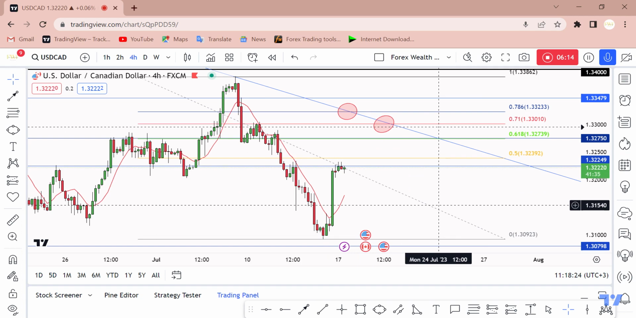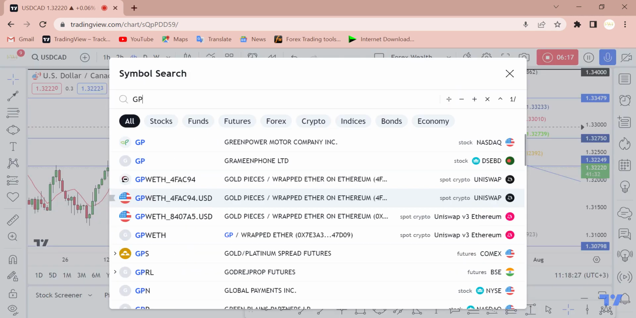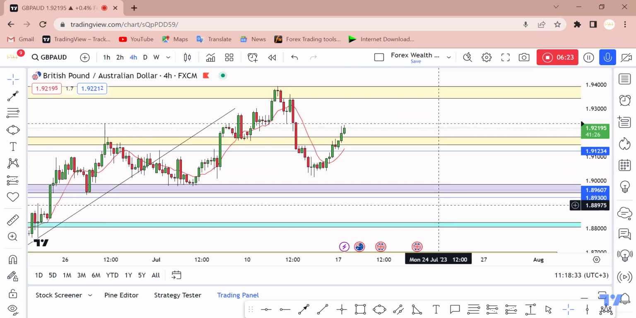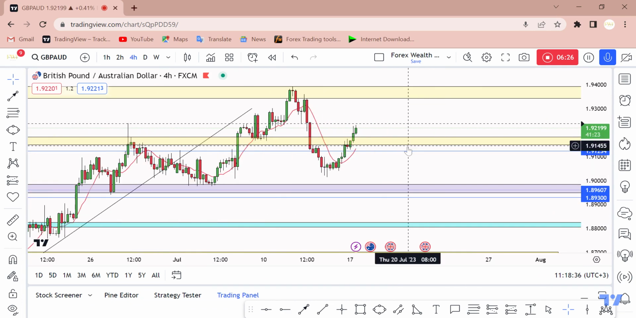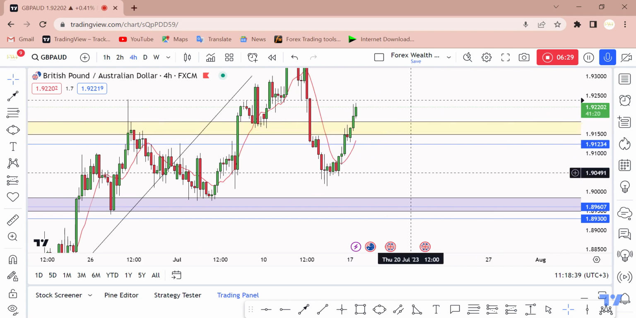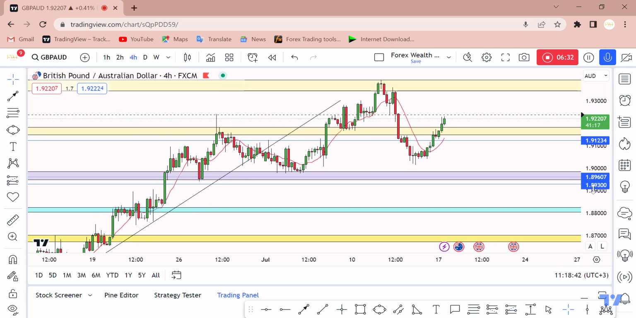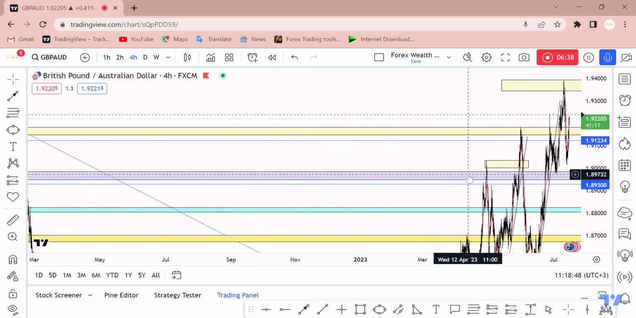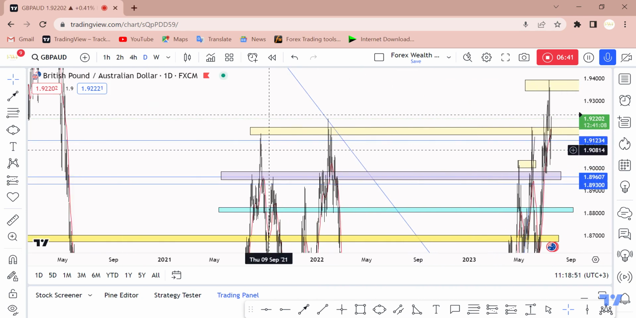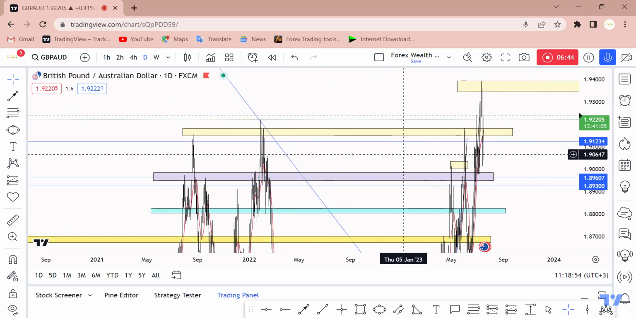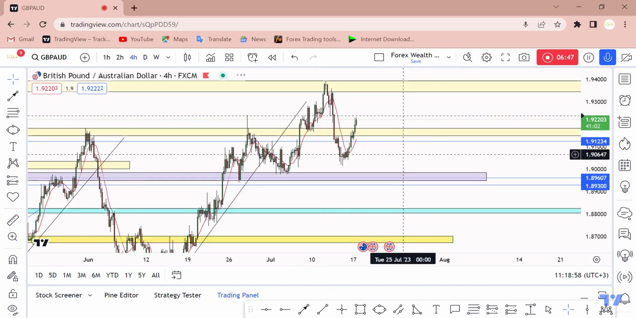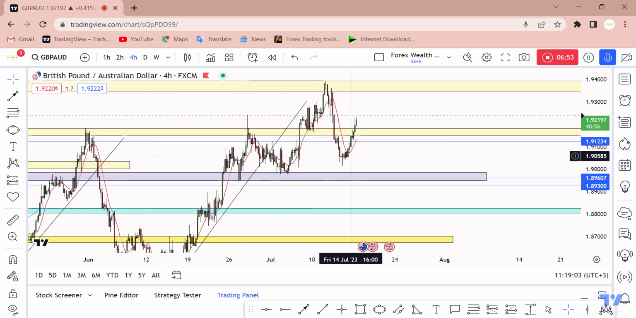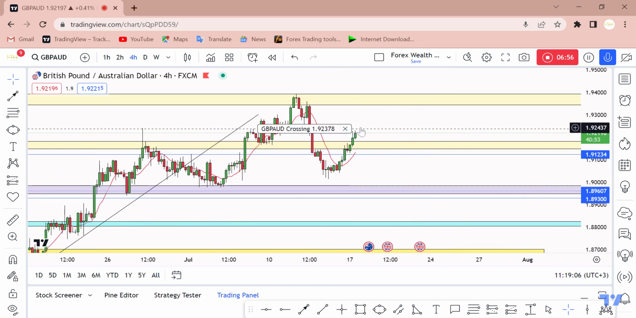My fourth pair for this week is GBPAUD. Actually, this first yellow block was a pretty strong area for the price. As you can see, I will show you how it was strong on the daily. It was pretty strong resistance for the price. But recently, the price managed to break it two times. This is the first time it broke it and came above it, and this is the second time it broke it and came above it.